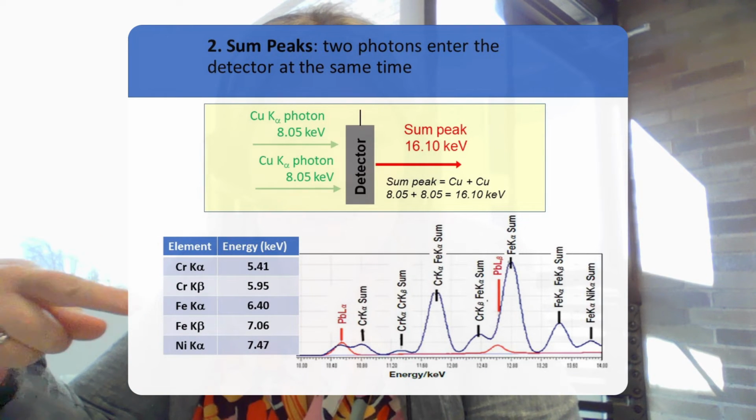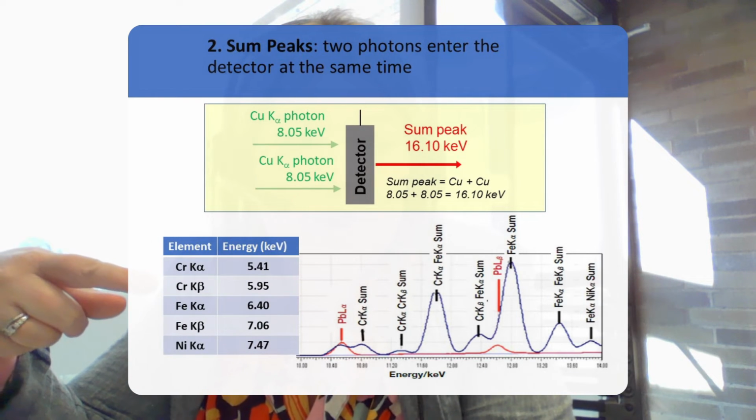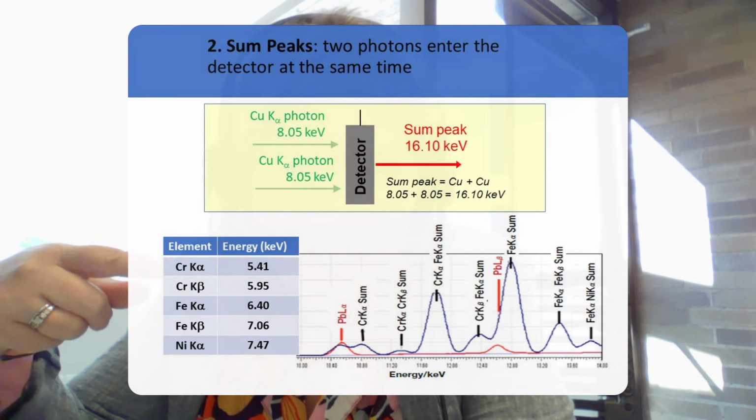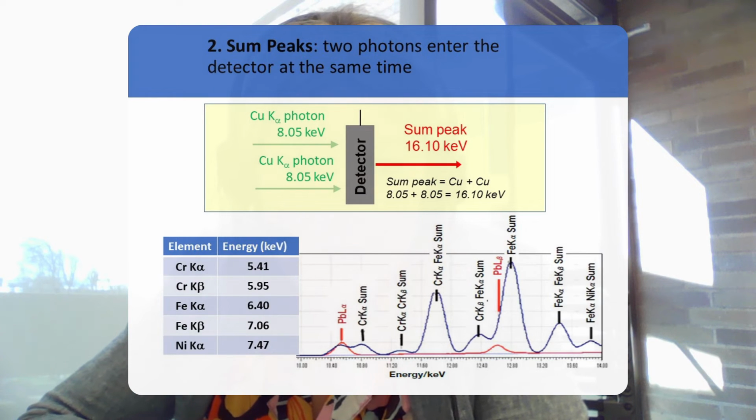The bottom figure shows a spectrum with multiple sum peaks visible in the black text. And so you can see the chromium K alpha plus chromium K alpha sum peak here, and chromium K alpha plus chromium K beta sum peak, and so on. And so I've provided an abbreviated emission line table over here to allow you to identify all of the sum peaks that are present.